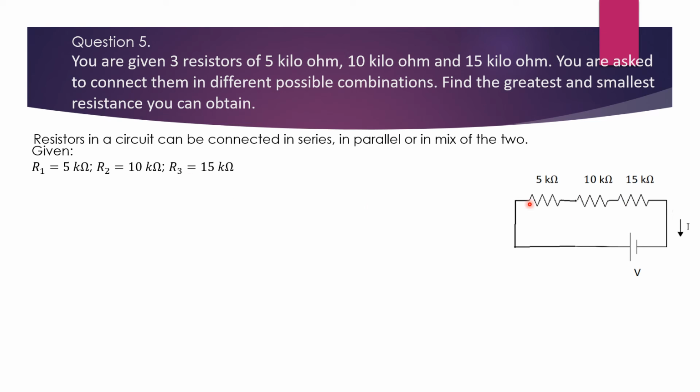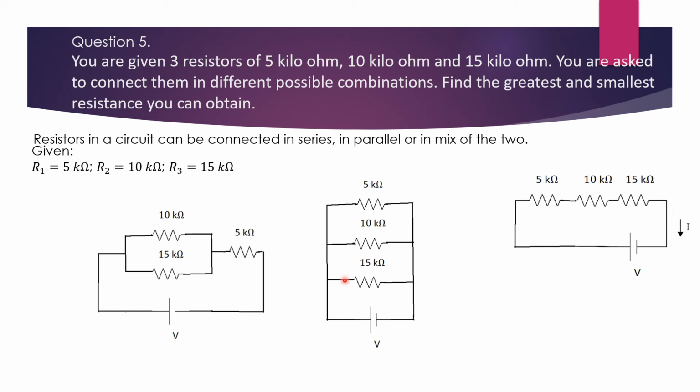In a series circuit, this can be connected like the one shown here, 5 kilo ohm, 10 kilo ohm, 15 kilo ohm. There is only one path that includes the power source as well as all the resistors. So this is a series combination. The other two combinations are, this one is parallel combination. All the resistors are parallel to each other. This combination is mix of the two. These two are in parallel and this one is in series with these two.